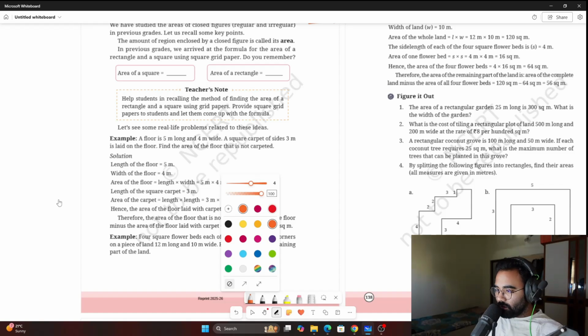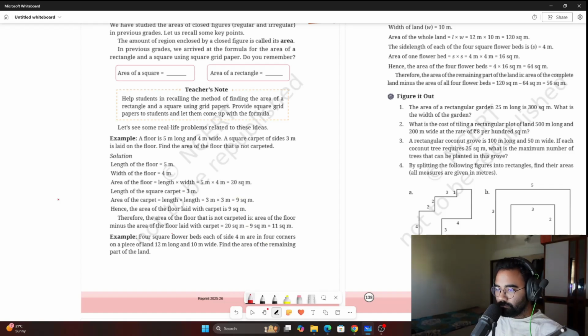Let's use another color. Let's use red. All right, so this is example number 2. 4 square flower beds, each of side 4 meter, are in 4 corners on a piece of land that is 12 meter long and 10 meter wide. Find the area of the remaining part of the land.